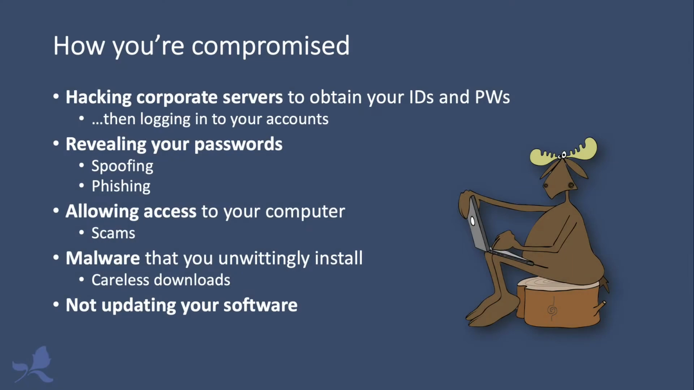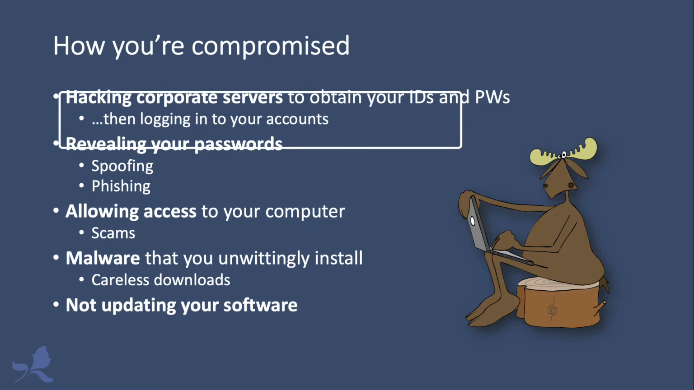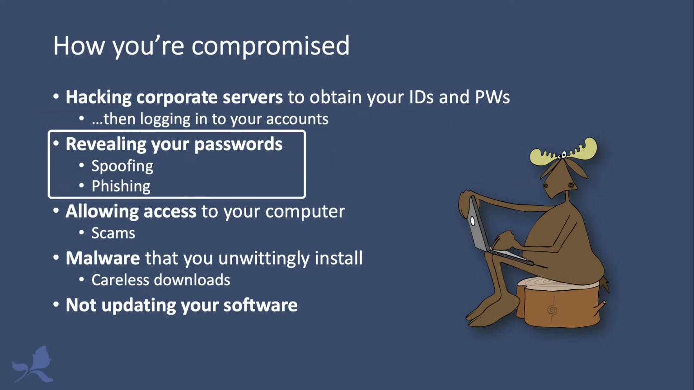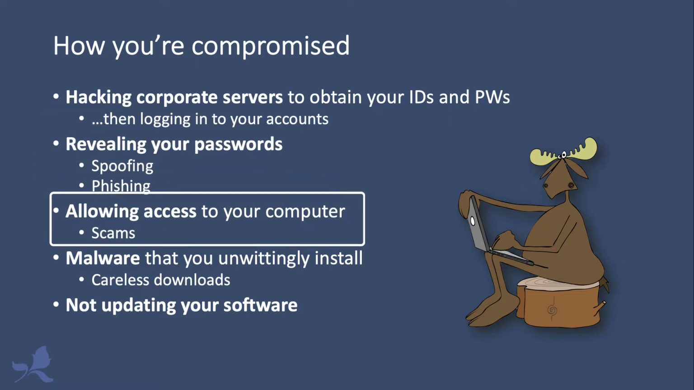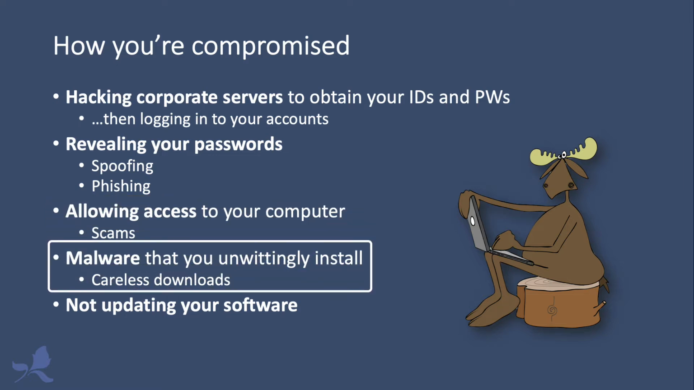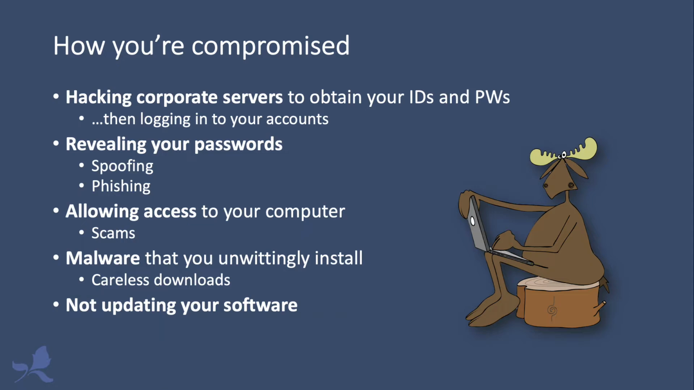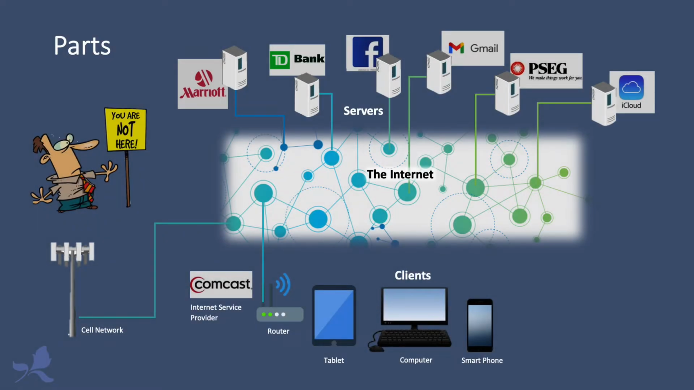We'll talk about how you're compromised by hacking corporate servers to obtain your IDs and passwords and then logging into your online accounts, revealing your passwords through email spoofing and phishing, how you're susceptible to scams by allowing others to access your computer. We'll talk about malware that you unwittingly install through careless downloads. And finally, the problems with not keeping your software up to date. But first, let's talk about how the parts and pieces of the internet work.